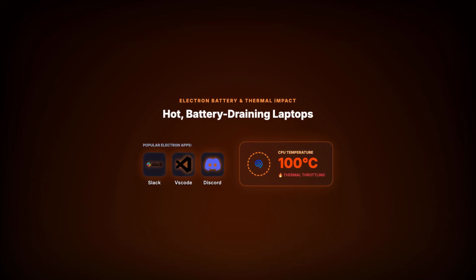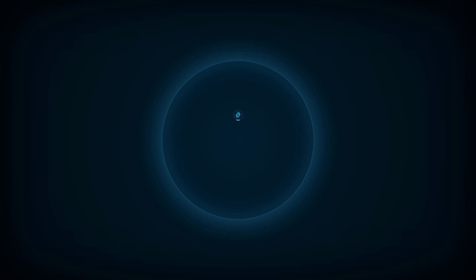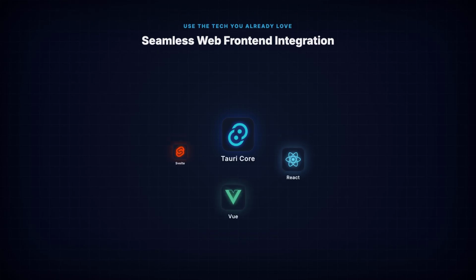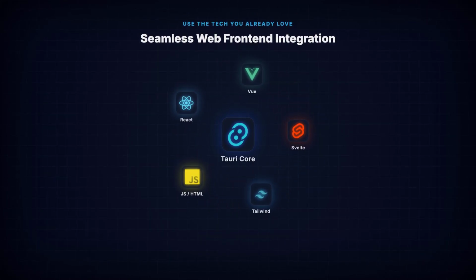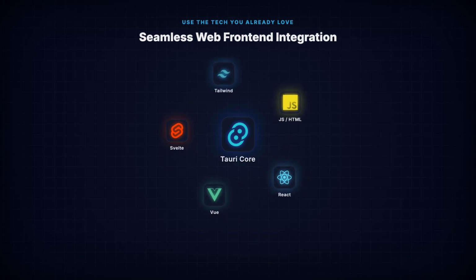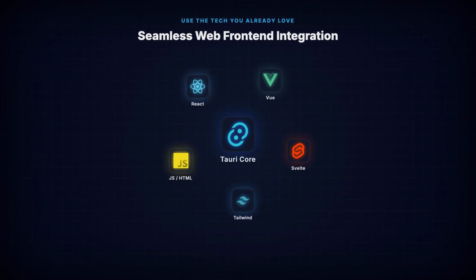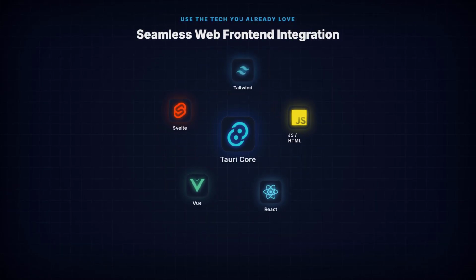Apps like Slack, VS Code, and Discord made our lives easier, but they slowly turned our laptops into hot, battery-draining fans. But today, that era is officially over. Welcome to Tauri. If you are building desktop or mobile applications today, Tauri is easily one of the most exciting, game-changing frameworks you will ever encounter. It allows you to build lightning-fast, ultra-lightweight, and ironclad cross-platform apps using the web technologies you already know and love, like React, Vue, Svelte, Tailwind, or plain HTML and JavaScript.